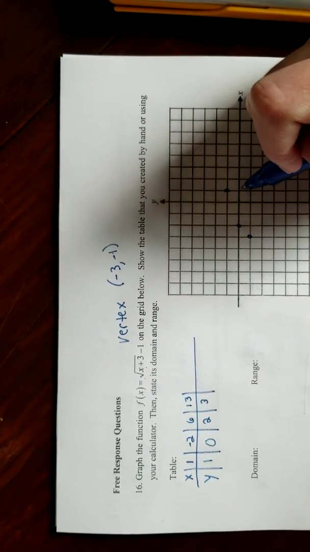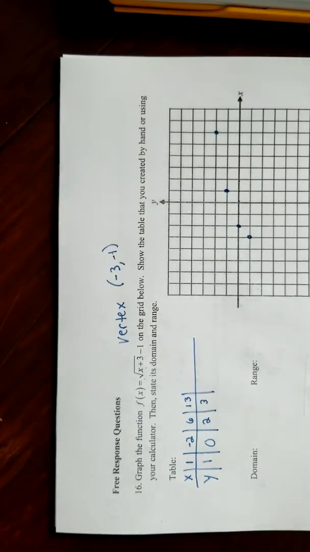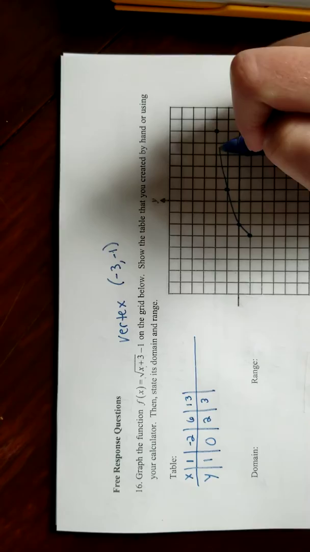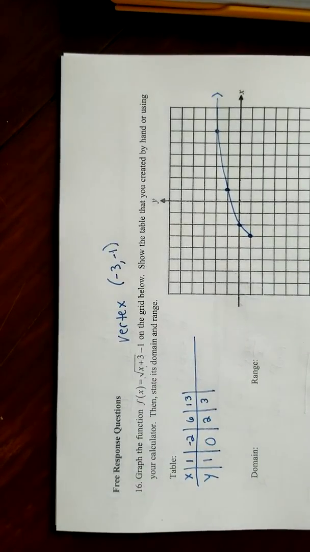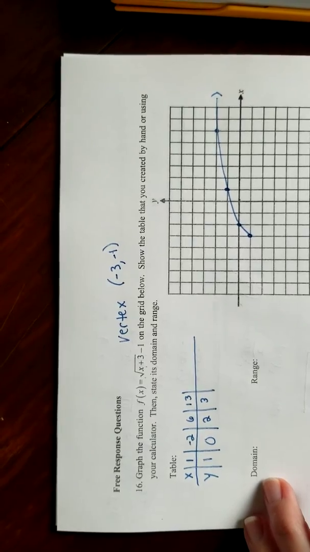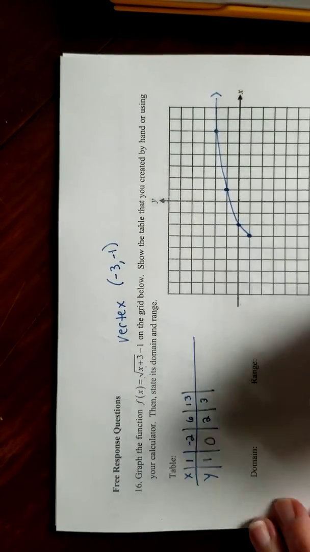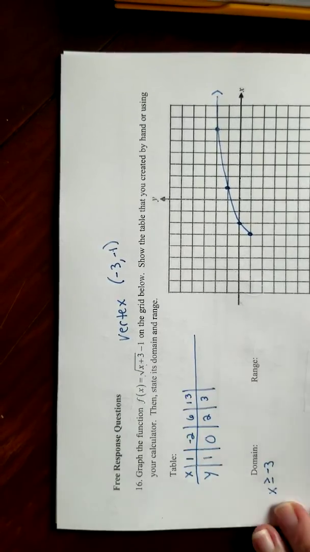So 6 and 2, 1, 2, 3, 4, 5, 6. And that's about all the values that'll fit on my graph. But that gives us a good idea of what this square root function looks like. The domain. So my domain starts here. My domain is all x values greater than or equal to negative 3.